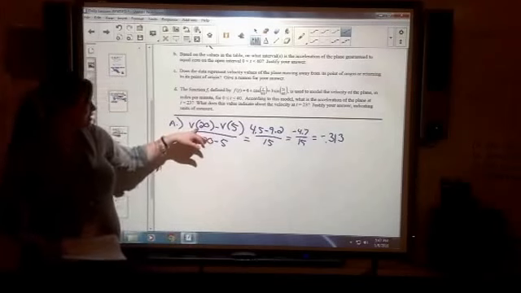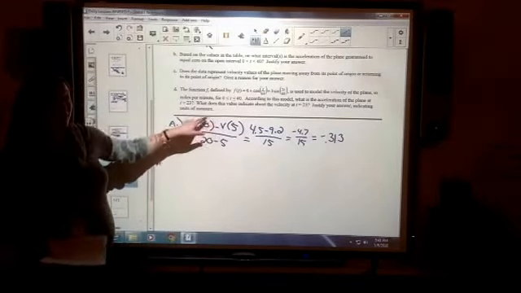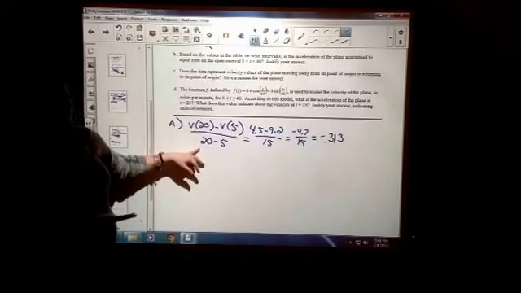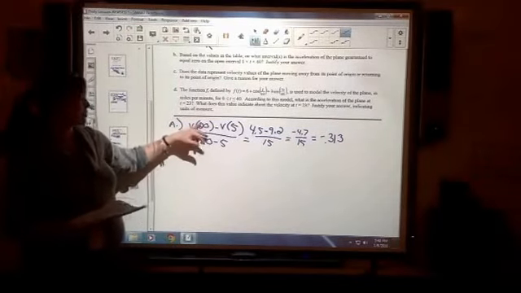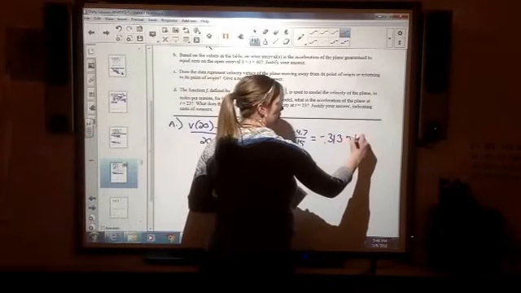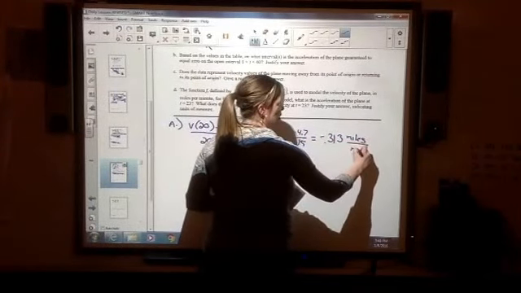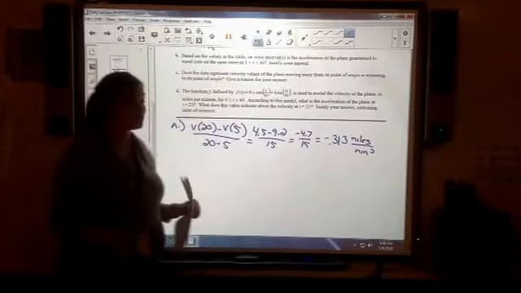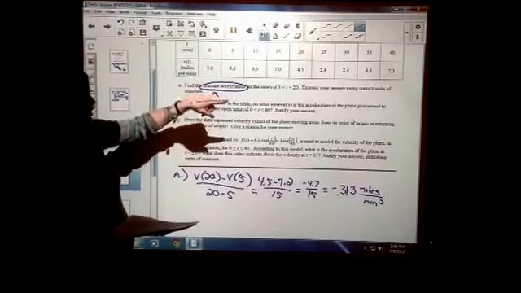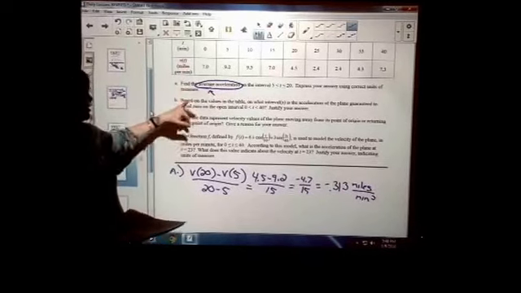Careful with this. In this one, you've got v of 20 minus v of 5. Velocity is given in miles per minute. 20 minus 5 is given in just minutes, miles per minute per minute. So I've got miles per minute squared. If you get the units wrong, your answer is wrong. Okay, express your answer using correct units. Oh, they tell you that too.